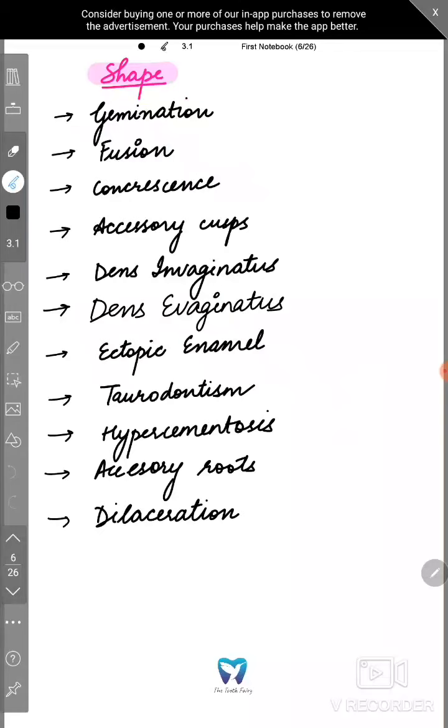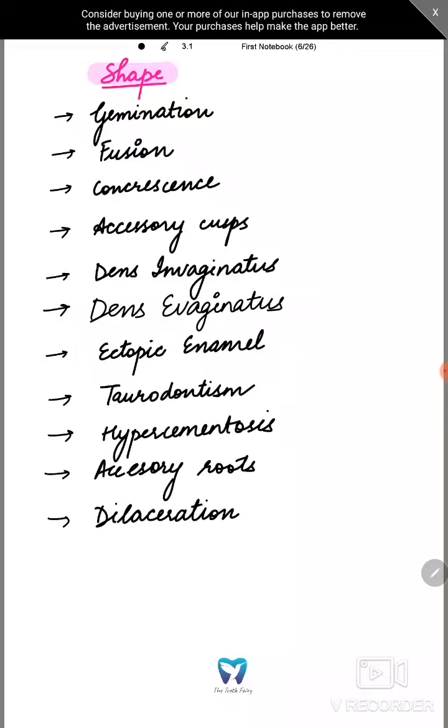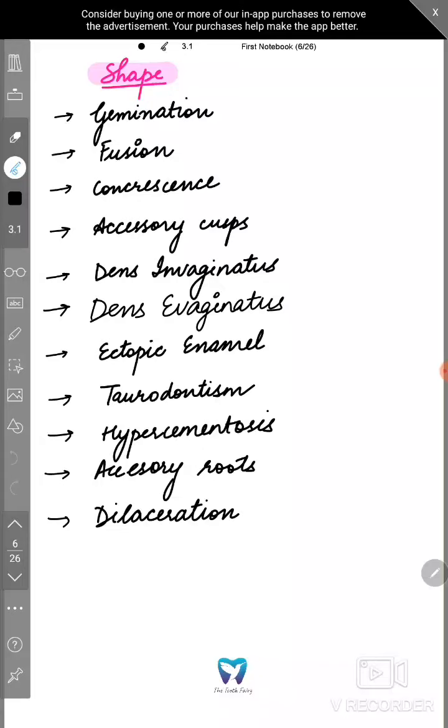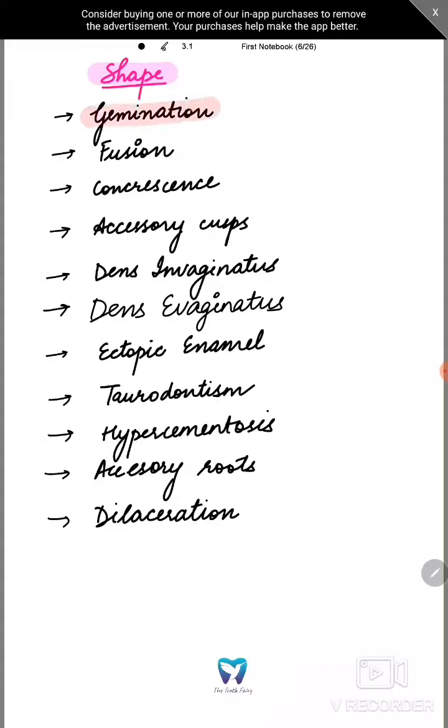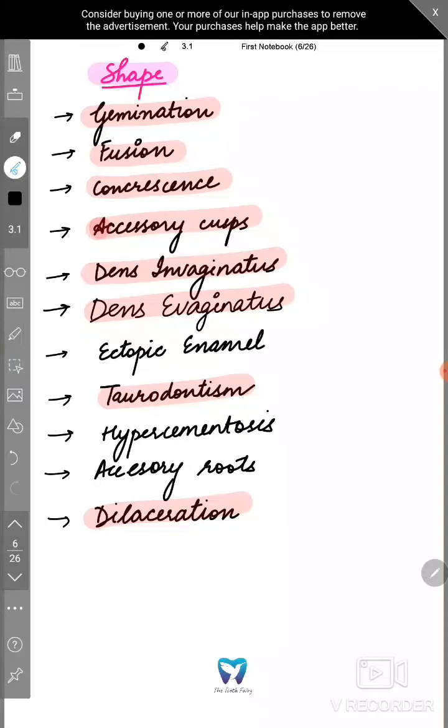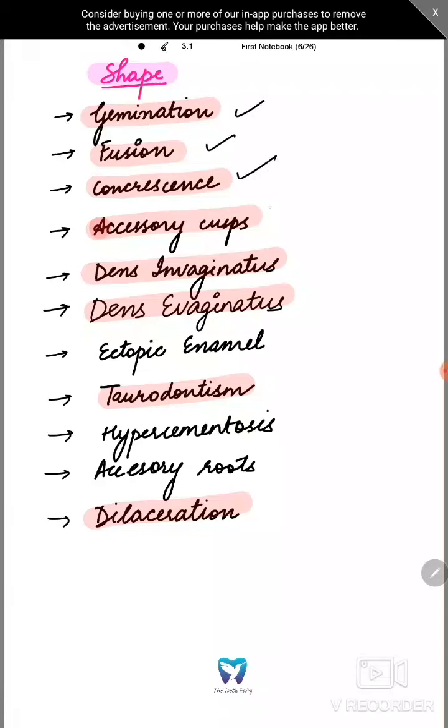Then based on shape, this topic is very important. Questions mainly come as short notes: gemination, fusion, concrescence, dens invaginatus, taurodontism, dilaceration, and accessory cusp can be asked. Any of these can be asked as a 5 marks question. Here we have gemination, fusion, concrescence. In accessory cusp we read about the cusp of Carabelli, and we have Talon's cusp.